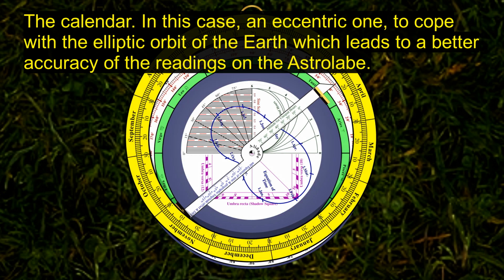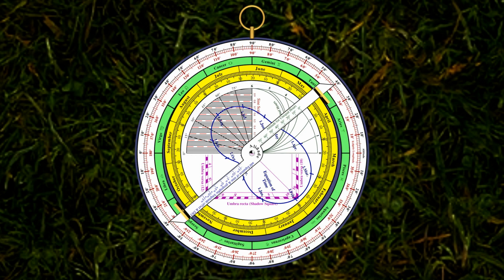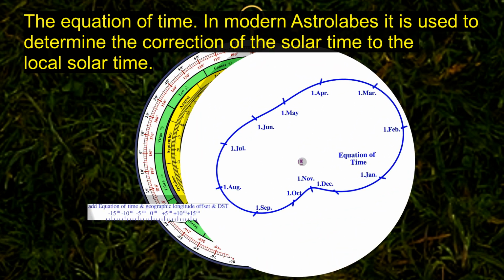The calendar. In this case, an eccentric one, to cope with the elliptic orbit of the Earth, which leads to a better accuracy of the readings on the astrolabe. The equation of time. In modern astrolabes it is used to determine the correction of the solar time to the local solar time.